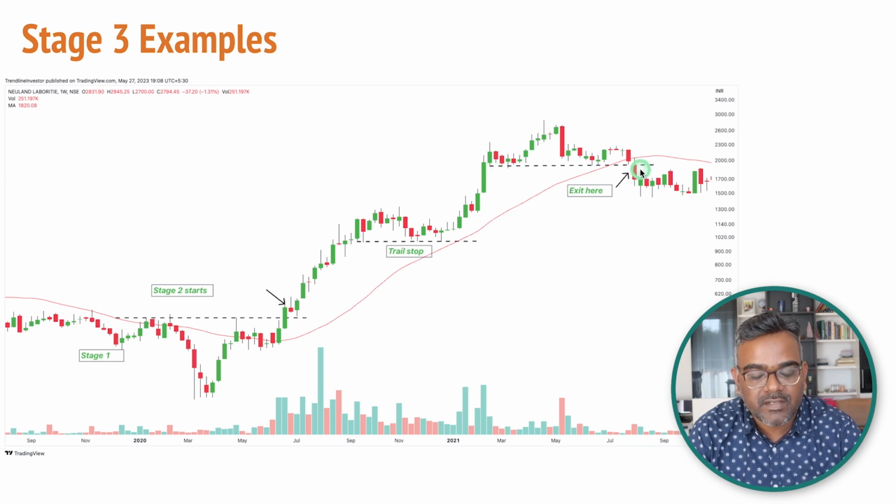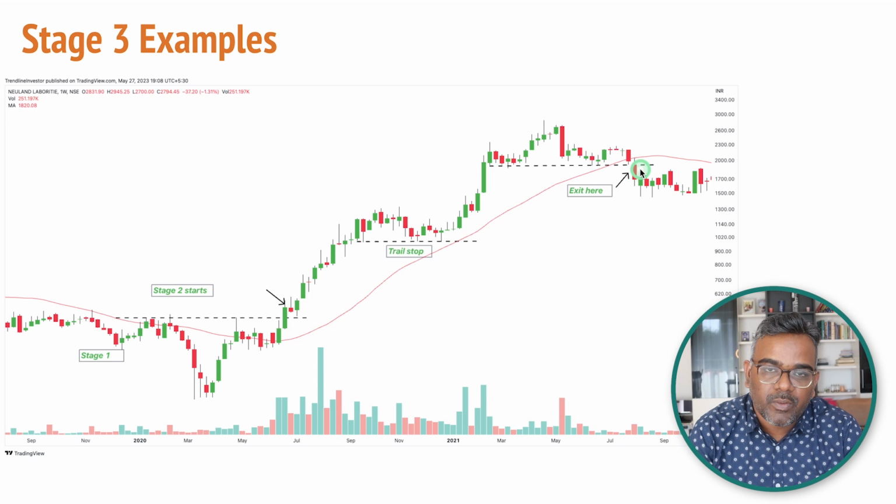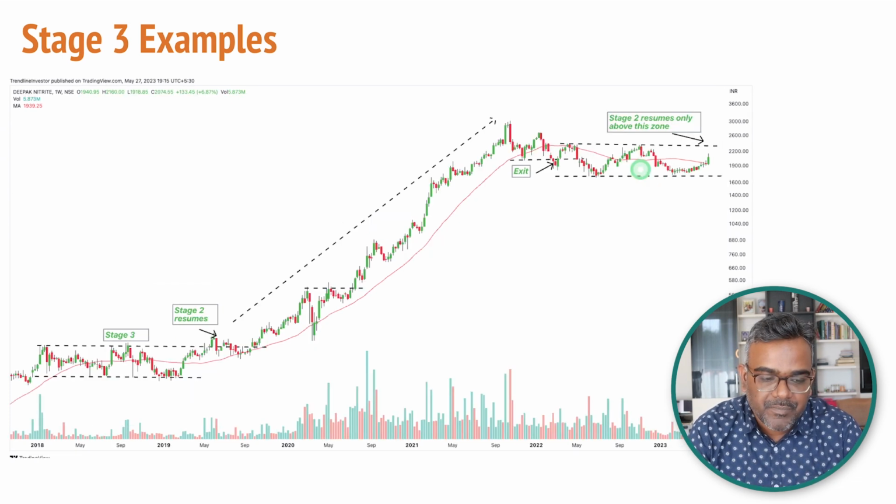Now ideally you should have exited here if you were following the stage analysis or the simple higher high, higher low strategy. Now, the last example I want to take is Deepak Nitrate, because as I said, sometimes the strategy whipsaws you. I want to show you an example of what sometimes happens. Here in this case, if you see, there was a stage 3, the stock was rising, and then the stock whipsawed, and then it eventually broke out.